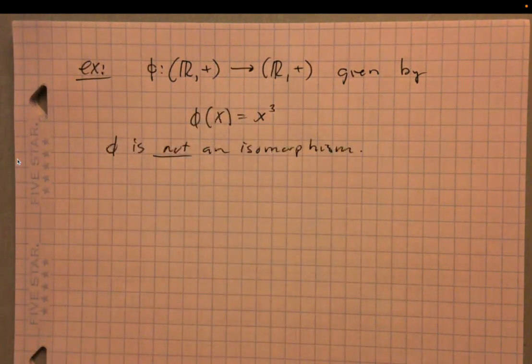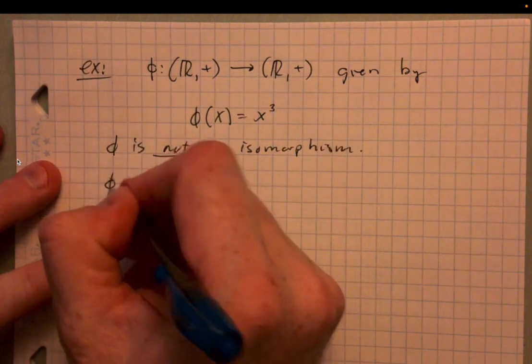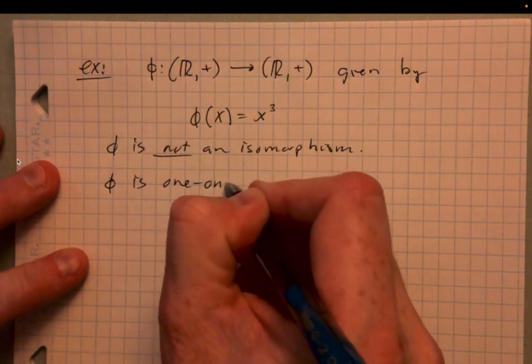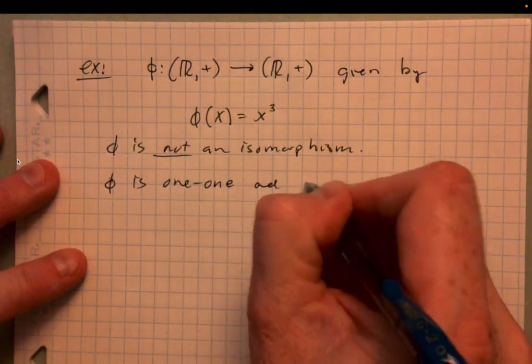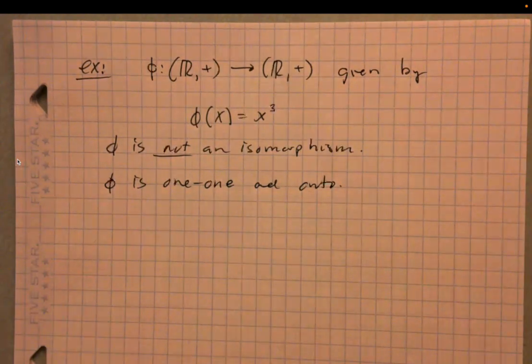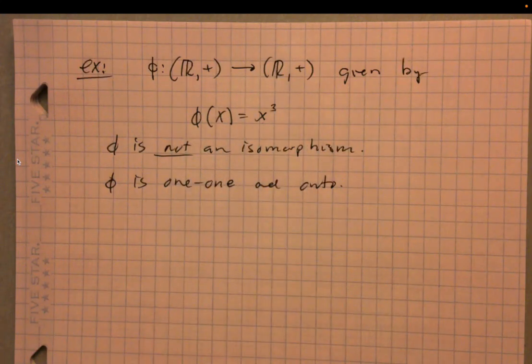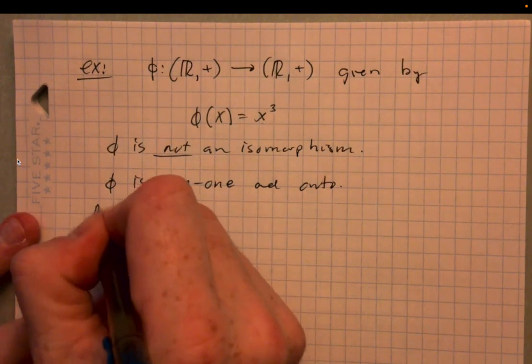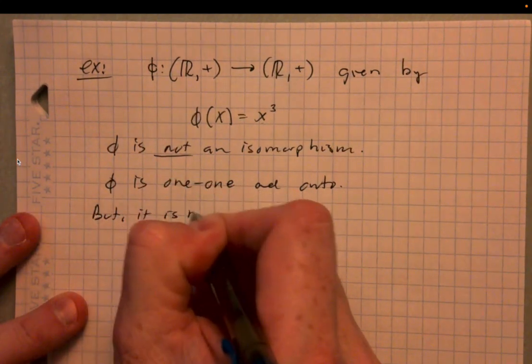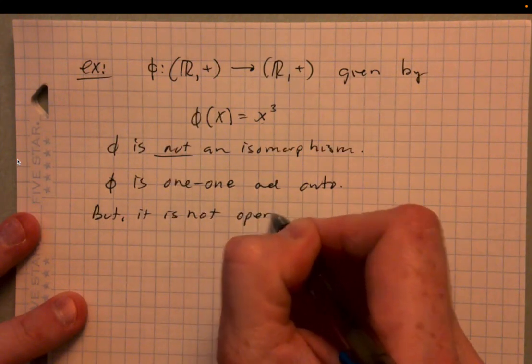If you start going through this example, you'll see that phi is 1-to-1, and it is onto, right? Because you can get negative numbers here. This is not squared, so it's cubed. So you can get all the negative real numbers, all the positive real numbers. It's also 1-to-1, but it doesn't preserve operations. It is not operation preserving.